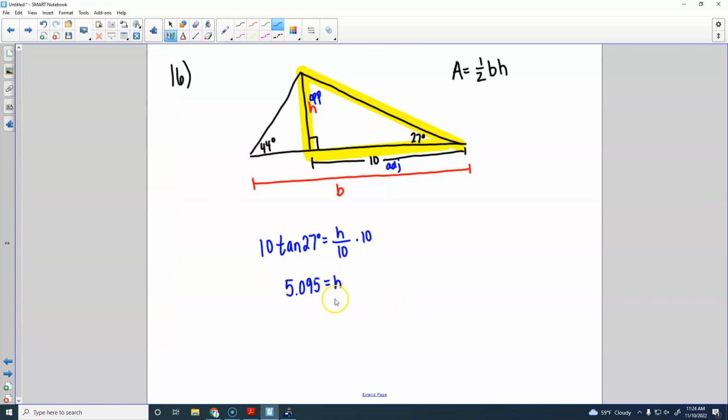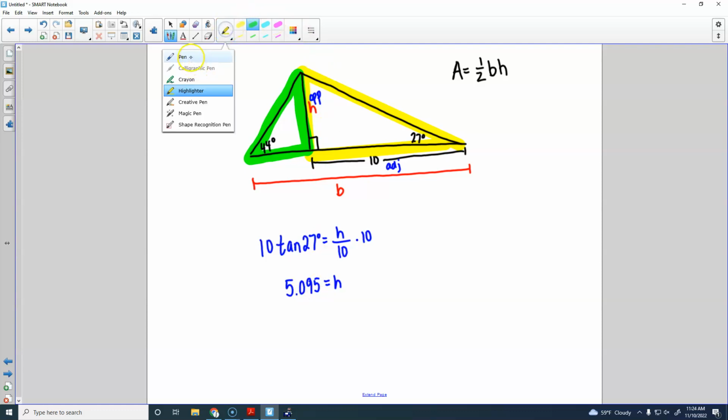Okay, so that's stored, because what we're going to need to do now is look at the other triangle here. Since we have now found this is 5.095, we need to find this side right here, which I'm going to call X. We haven't used the X yet. We need to find this little piece right here. And if we find that, we can have our base, right? We found our height, we need our base.